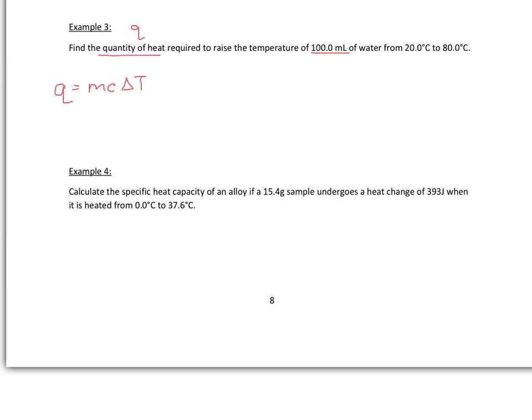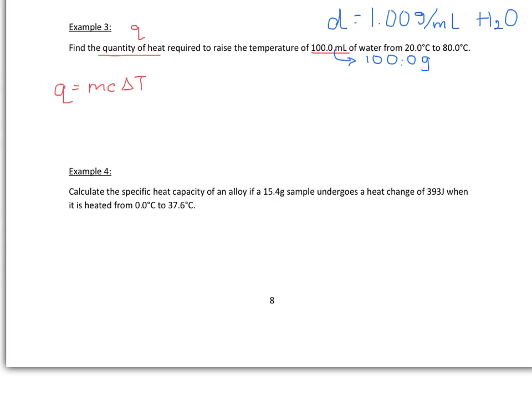A couple of new things arise in this question. First, we have 100 milliliters of water, and I was told that mass has to be in grams. However, recall from Chemistry 2202 that the density of water only is 1 gram per milliliter. Okay, and this only works for water. So for every gram of water you also have 1 milliliter. So if we have 100 milliliters, we must have 100 grams of water.